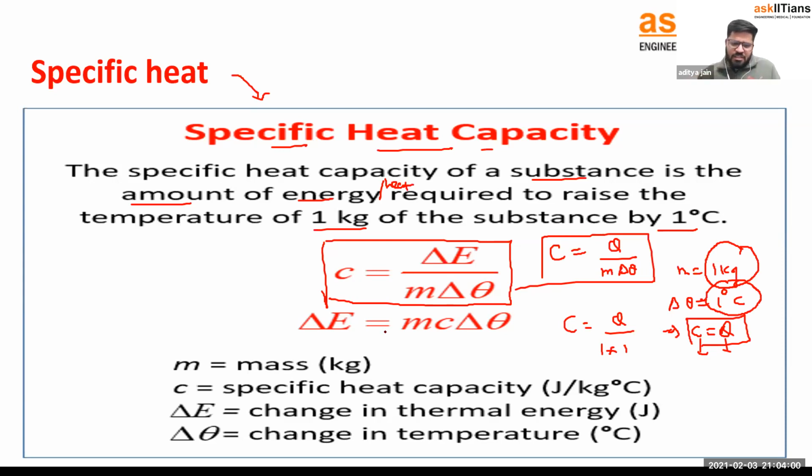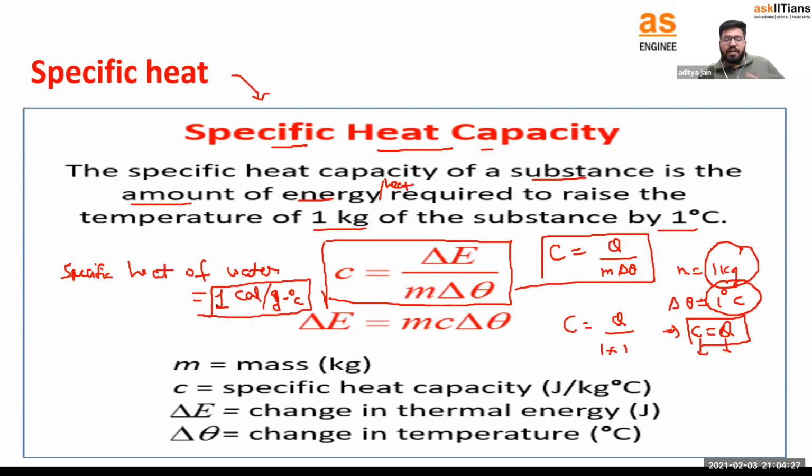So how can you feel this specific heat? Suppose I say the specific heat of water. The specific heat of water is given by 1 calorie per gram degree Celsius. This is the value of the specific heat capacity of water. So what does that mean? That 1 calorie is the heat or energy required to raise the temperature of 1 gram of water by 1 degree Celsius.